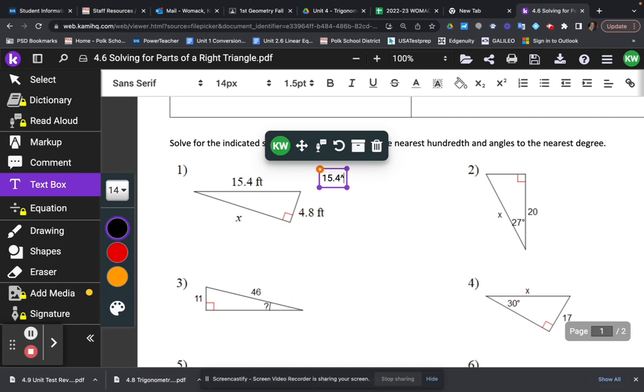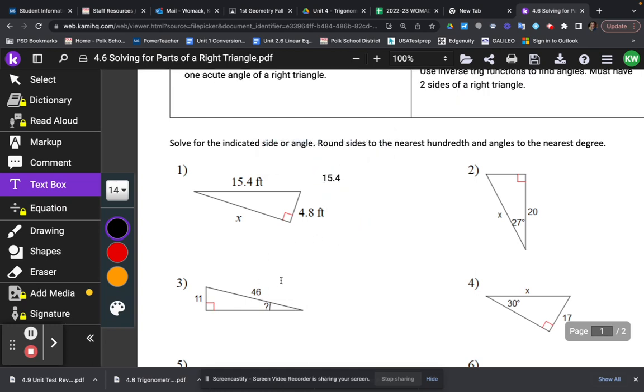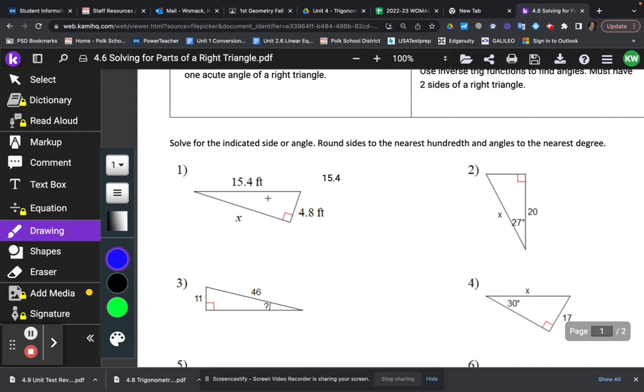Well, the first thing we need to understand is, is 15.4 a hypotenuse? What are we looking at? And we do see that it is across from the right angle. So I do see that this one is actually going to be the hypotenuse. So that is definitely our hypotenuse right here. So I'm going to label that one. We practiced that also, labeling our A, H, and O before you left.